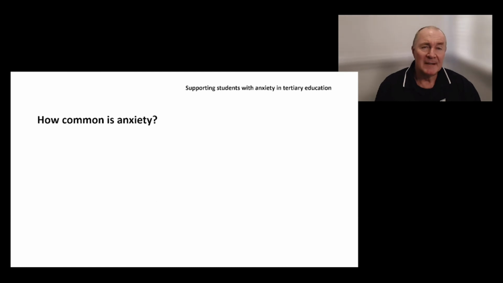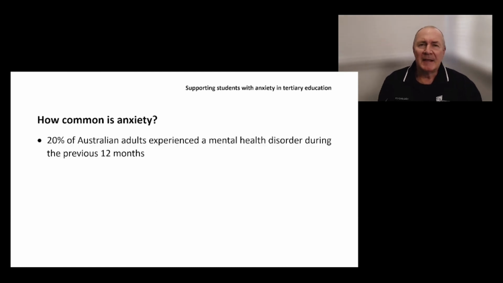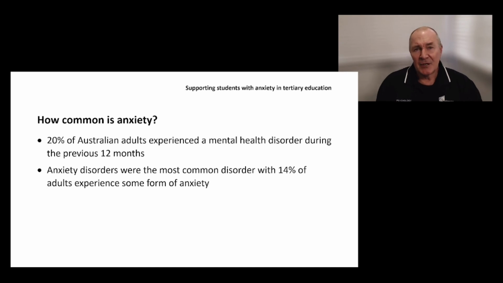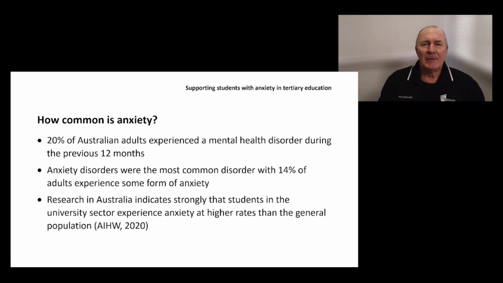So how common is anxiety? The Australian Institute of Health and Welfare notes that about 20% of Australian adults experience some form of mental disorder over any 12-month period. Of those various disorders, anxiety is the most common. So about 14% of Australian adults will report some form of anxiety disorder within a 12-month period. And research here in Australia indicates very strongly that students who are in the university sector experience anxiety disorders at a much higher rate than the general population.